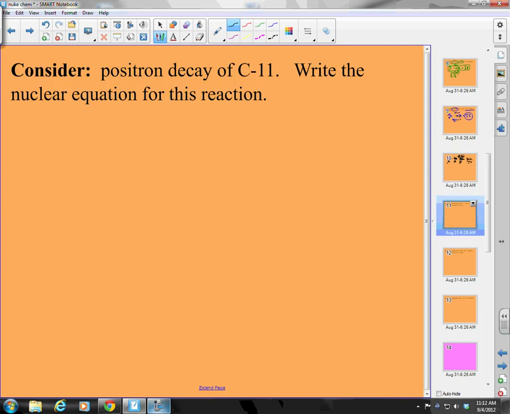Consider positron decay of C11. C11? Huh. I've heard of C14, I've heard of C12, C11. Hey, what do we call it when you have like carbon 11 and carbon 12 and carbon 14? Oh yeah, those are isotopes, right? Because they're all carbon, but they have different mass numbers because they have different numbers of neutrons. Okay, cool. Positron decay, that means it's got to be on the right side of my arrow.